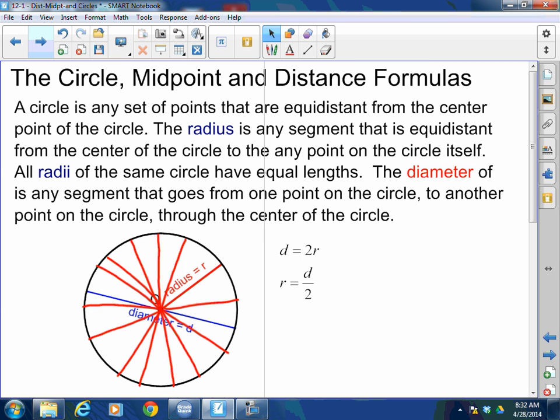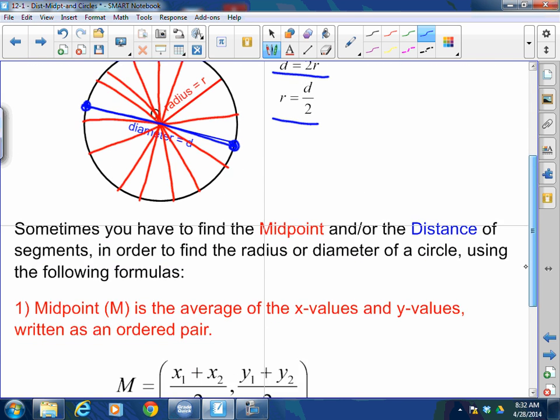Now the diameter was this guy. The diameter goes through the center of the circle and it hits 2 endpoints of the circle as well. Okay? And the diameter is a segment that goes from one point of the circle to another point of the circle through the center of the circle. The diameter is 2 times the radius, and the radius is the diameter divided by 2. Everyone with me so far? Pretty easy, right? This all should be kind of review. You've seen this before.